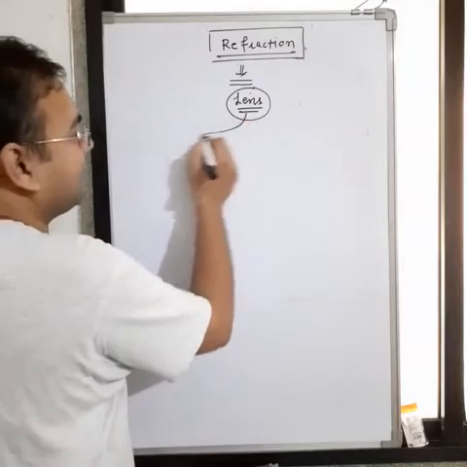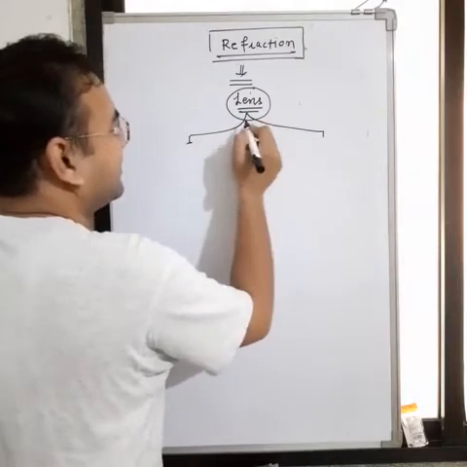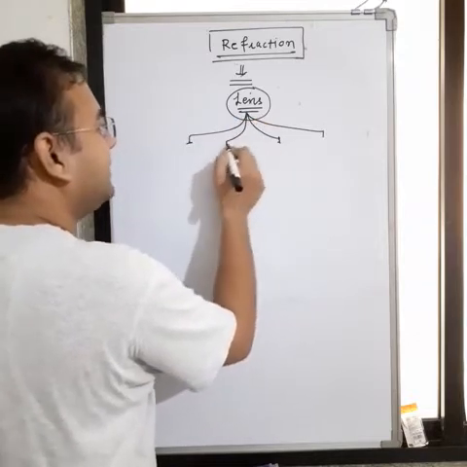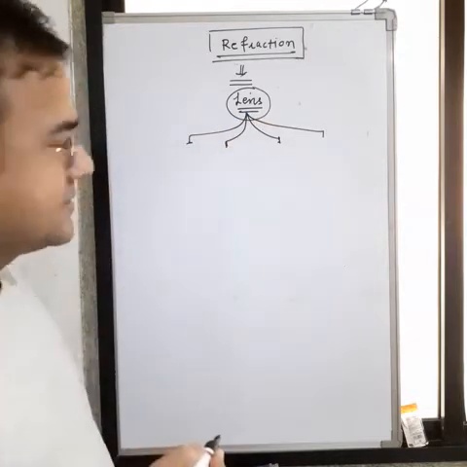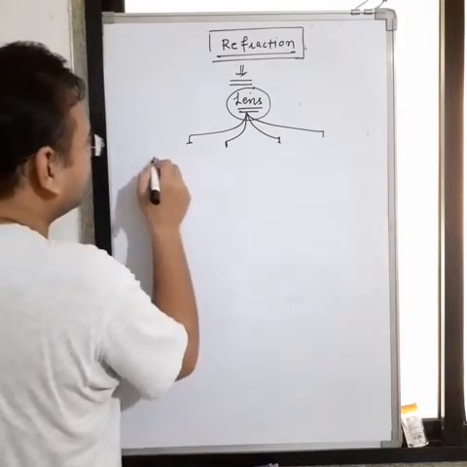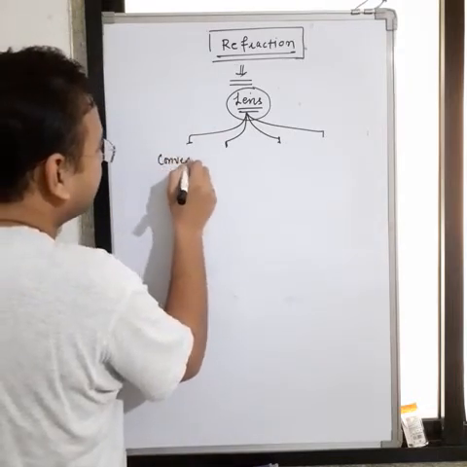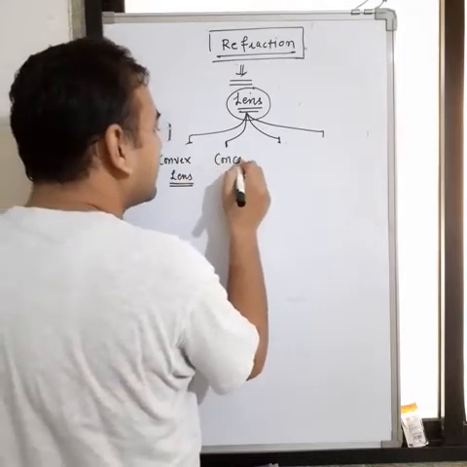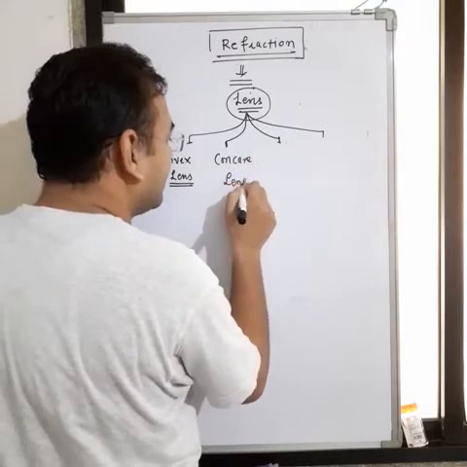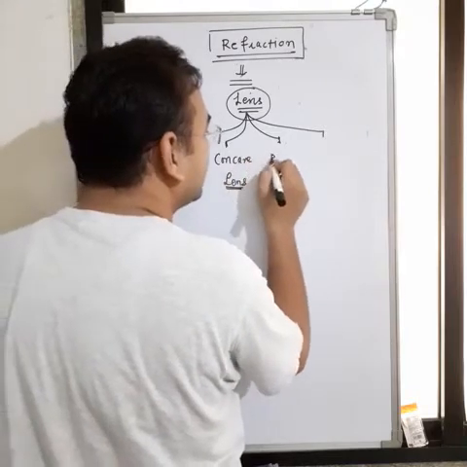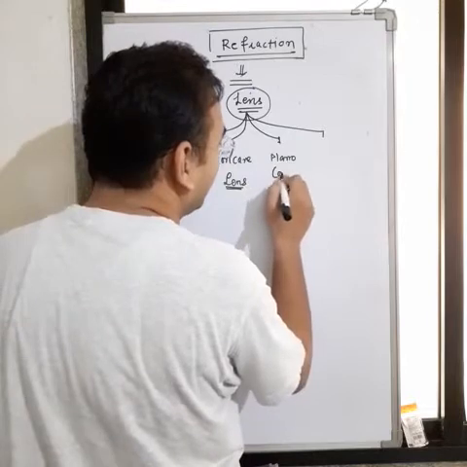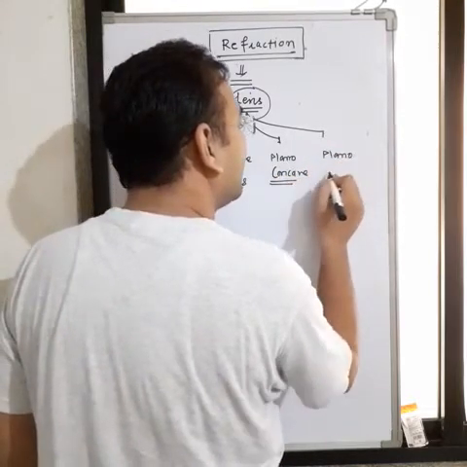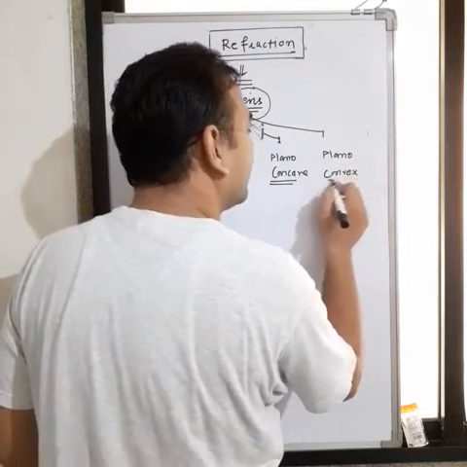Basically, it's going to be divided into two types, but further we can divide it into multiple types. First one, we can say, is the convex lens. Second one is the concave lens. Third one is known as the plano concave. And fourth one is known as the plano convex.